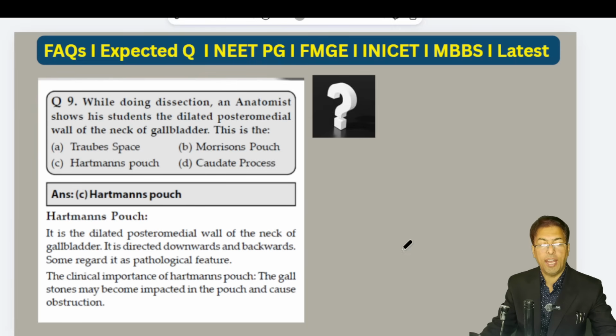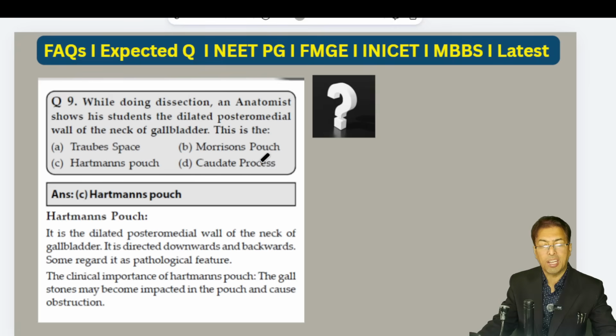Now, while doing dissection, the anatomist shows his students a dilated posterior middle wall of the neck of the gallbladder. This is the Rob space, Morrison's pouch, Hartmann's pouch, caudate process. Now you come across various important things in anatomy. I mean to say the caudate process, the uncinate process, the Rob space, Morrison's pouch, Hartmann's pouch, the rectovesical pouch, the rectouterine pouch, so many subphrenic spaces. My point over here is that you should specifically know what each term stands for. What is Traub space? What is the hepatorenal pouch of Morrison? What is the pouch of Douglas? Why do we find the caudate process? These are very, very important things. Maybe sometimes you do not pay much heed to these things. But believe me, these are the questions which are now asked.